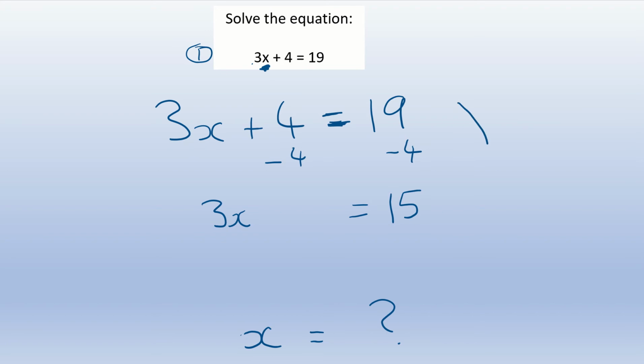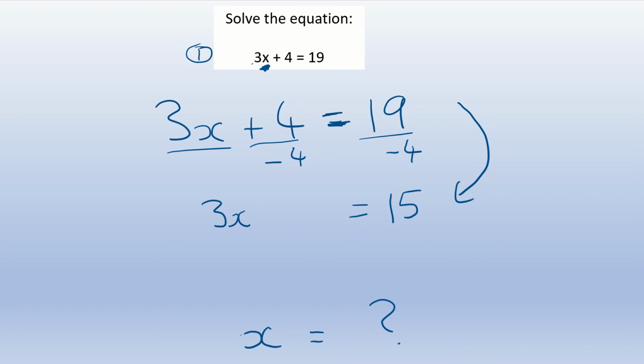Now, you'll notice that from my first line to my second line, I've made it easier to work with. There were 3 terms in my first line, the 3x, the plus 4, the 19. Now there's only 2 terms. So I've changed the way it looks. I haven't actually changed the values of it. I've just changed the way it looks, and I've made it easier on myself. And what we have is that 3x is equal to 15.